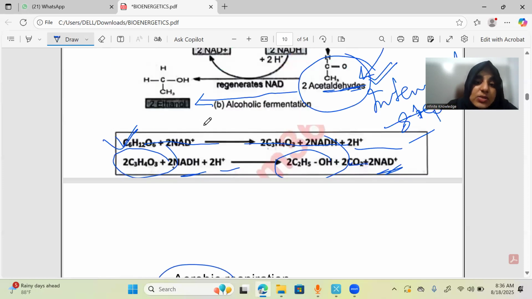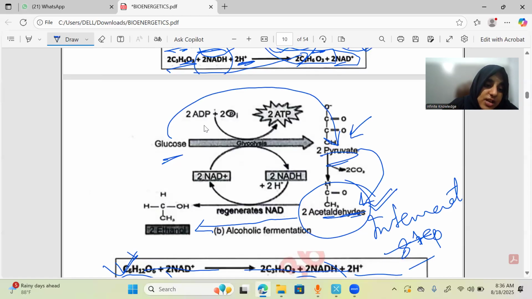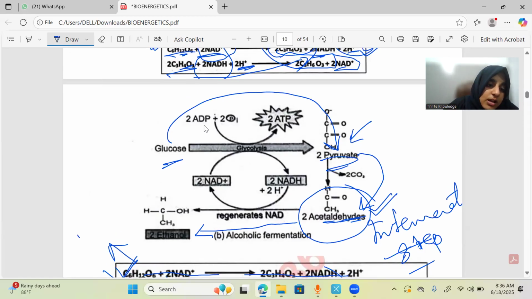See, over here, as we saw, this first reaction is of glycolysis.